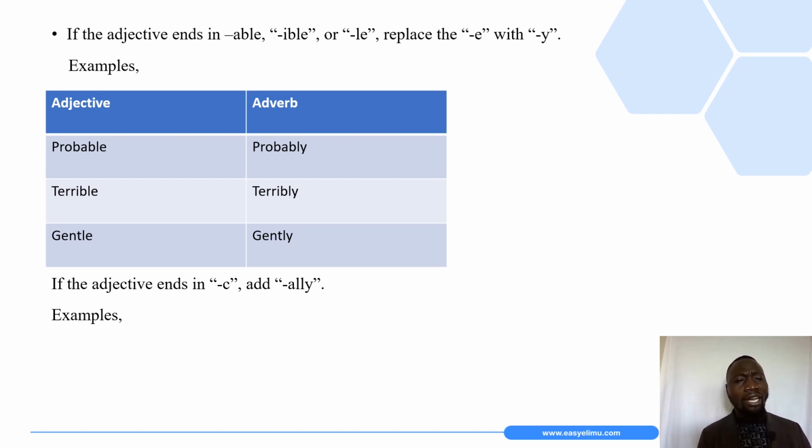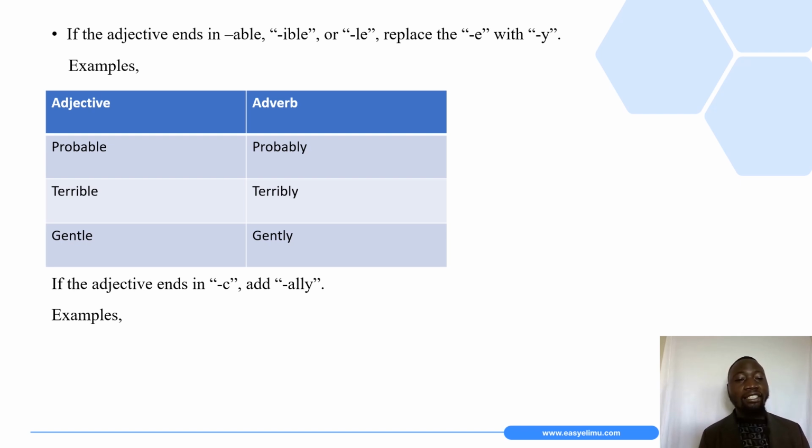So, for these adjectives, because they fall under the categories of adjectives that end with able, ible, and le, we replace the e in them with y to form an adverb. So in probable, if we omit the e or if we drop the e and replace it with the y, we will have an adverb formed, and that is probably. Again, looking at the second adjective, terrible, if we replace the last E with the letter Y, the adverb that is formed is terribly.